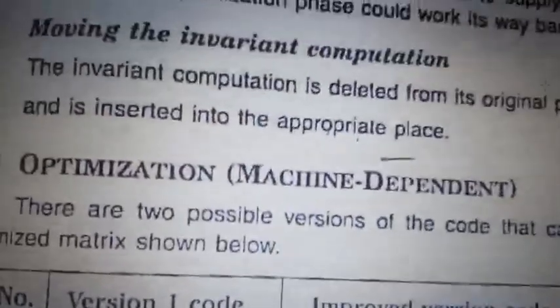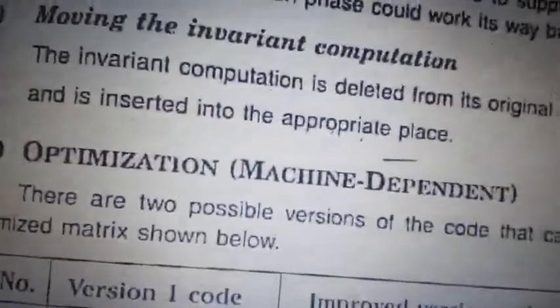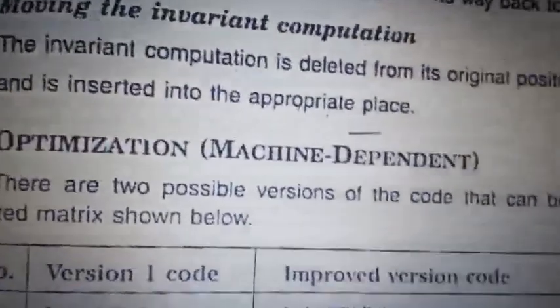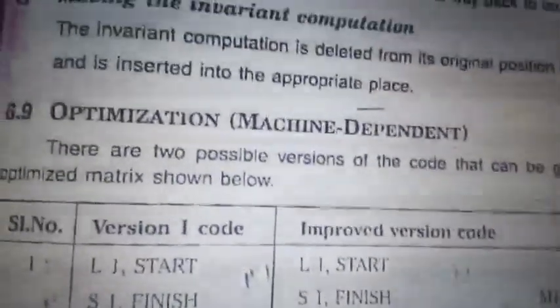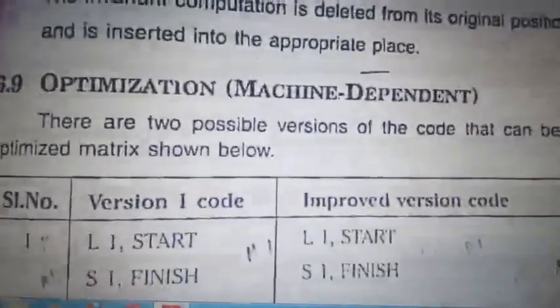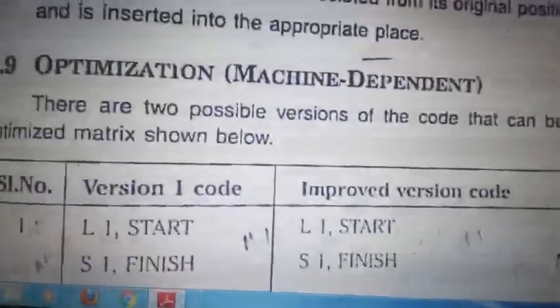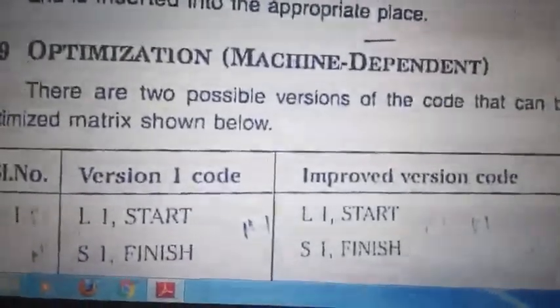Next is optimization that is machine dependent. This method of optimization depends on the code. Can I reduce the code? If I reduce the code, then it reduces the memory utilization.